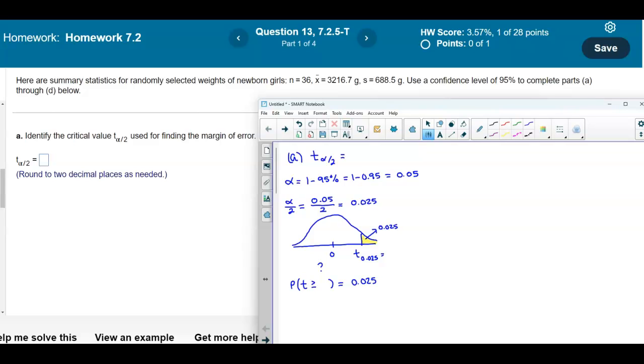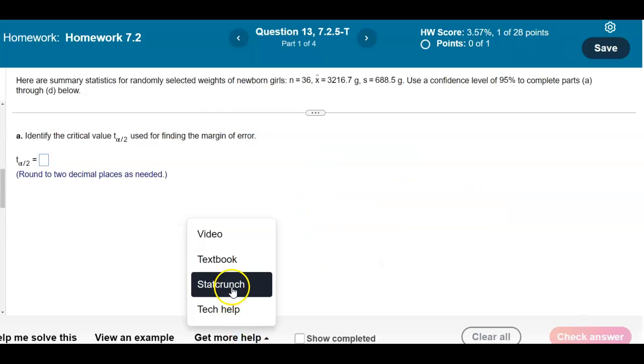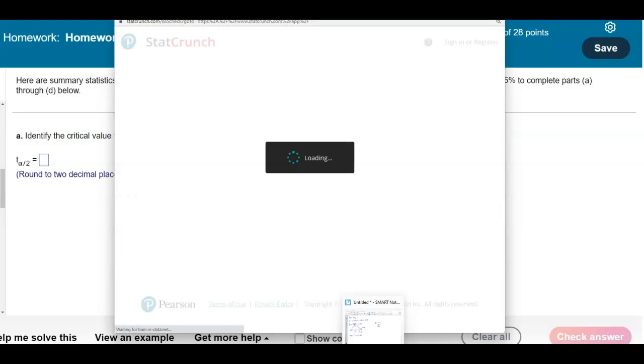The other thing that we need to determine is the degrees of freedom. The degrees of freedom is equal to the sample size minus 1. The sample size in our problem is 36, so 36 minus 1 gives us 35. Now we're going to open up StatCrunch.